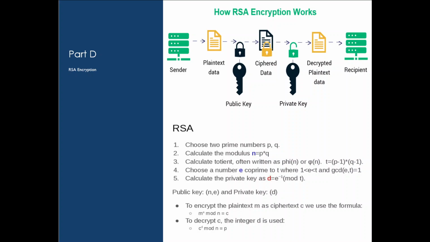So basically, for RSA, the first task we have to do is choose two prime numbers, then we calculate the modulus of them, then we calculate the totient, often written as phi, and then we choose a number which is coprime to the other number, and we find a GCD of it, and then we calculate the private key.